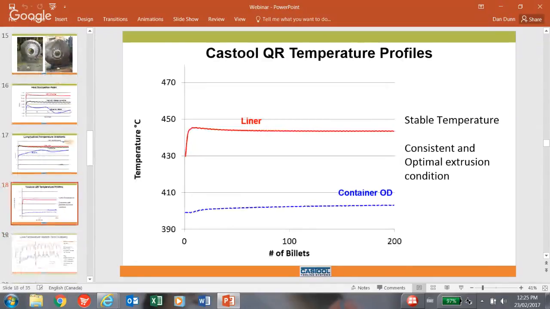Let's look at the liner temperature, fairly stable over 200 billets at 445 degrees Celsius. We look at the body hovering around 395 to 400. This proves that the temperature being generated in the ID of the container is dissipating out, and it is quite flat.